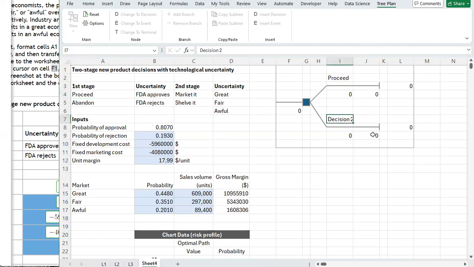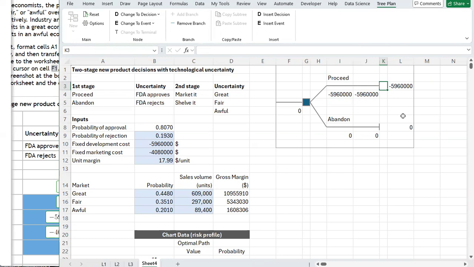I'm going to click on decision 2 and then press equals and then click on abandon. Part of proceeding is having a team of lawyers at the firm submit their application to the FDA. All of that activity is included in this fixed cost. So right below proceed, there's a 0. I'm going to press equals and then click on the fixed development cost. Then I'm going to click this cell here.